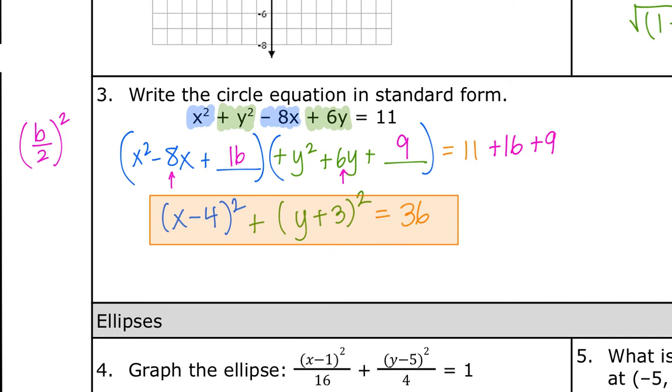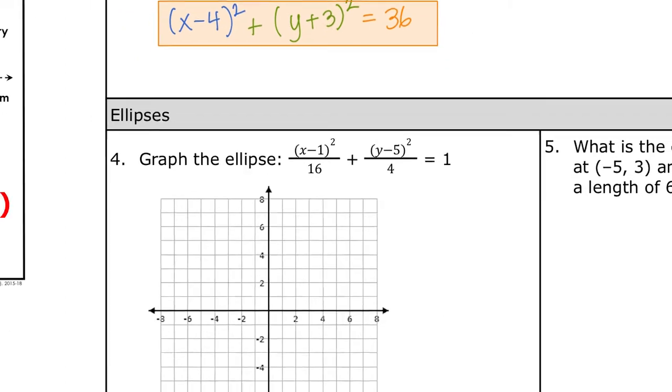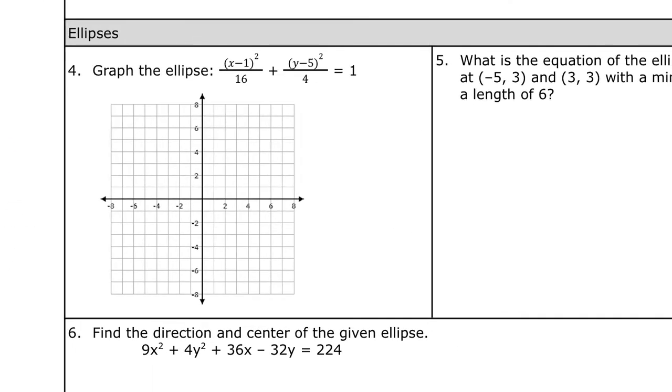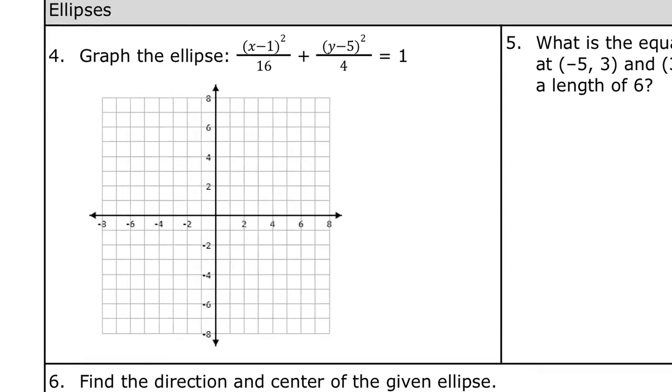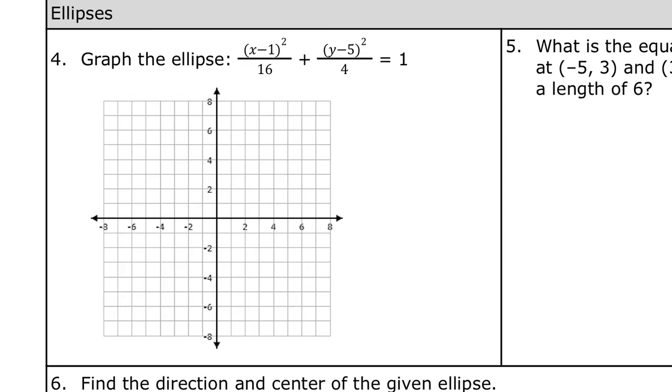Okay, so now moving on to our next conic section, we started talking about ellipses. Ellipses are just stretched out circles, so they're ovals. So first one here says to just graph the ellipse. It starts off the same way. Your center is the numbers that are inside of the parentheses. So for us, our center is going to be at positive 1, positive 5. So right here.